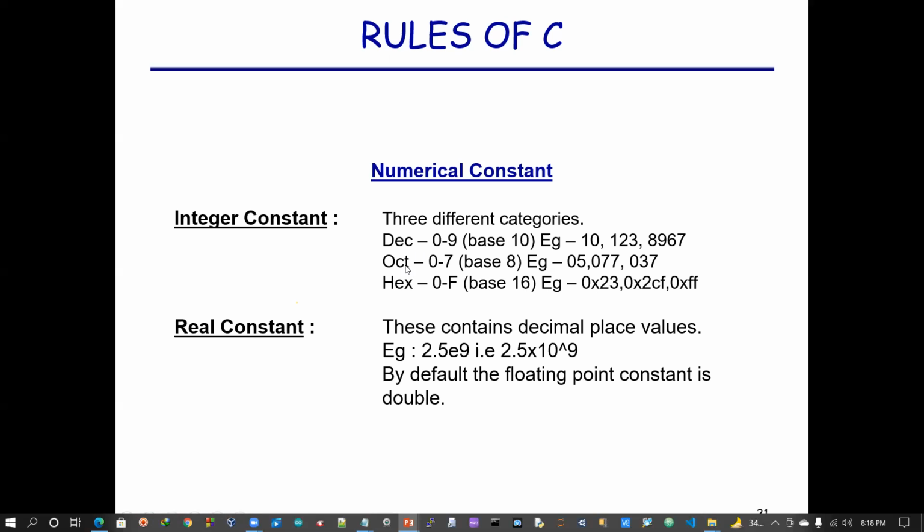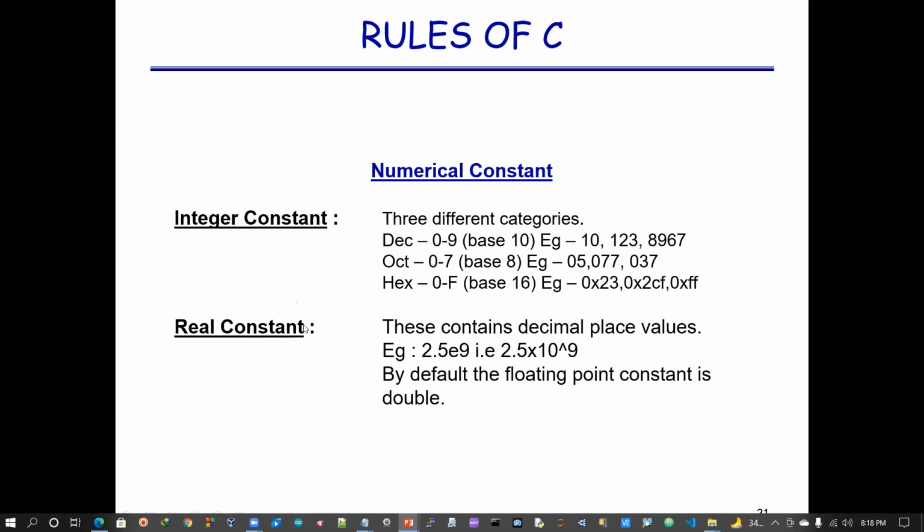And see here, the middle one, octal. If you want to supply in the octal number system, you just use a zero, simple zero. So 05, 077, 037. The system understands that this data is not in the normal format, but in the octal format. If you are not giving any prefix, as in the above case, the system understands it is in the normal decimal number system. So in the integer constant, we have three choices to pass the data: decimal format, octal format, and hexadecimal format.